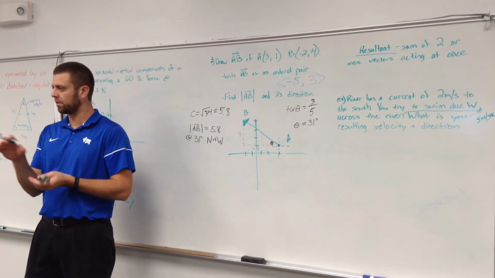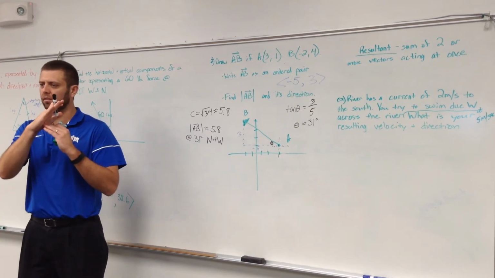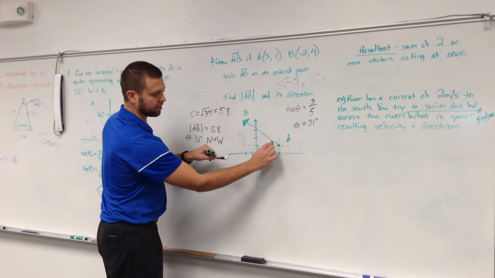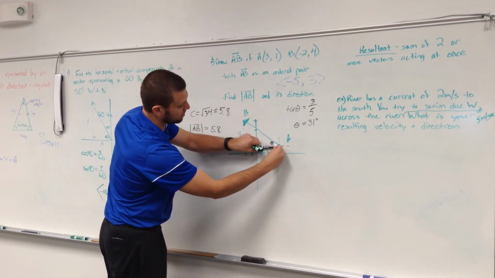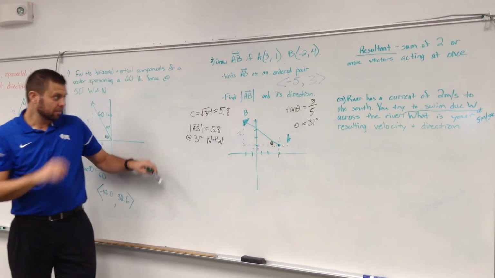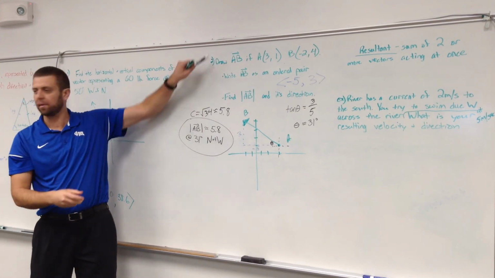This brings up a great point. It would have to be 45. Northwest is exactly a 45-degree angle. Okay? This is a 31-degree angle right here, this theta, right? So I'm 31 degrees to the north of where west was. Okay? So this is what I would be looking at for an answer for you to do a problem like this.